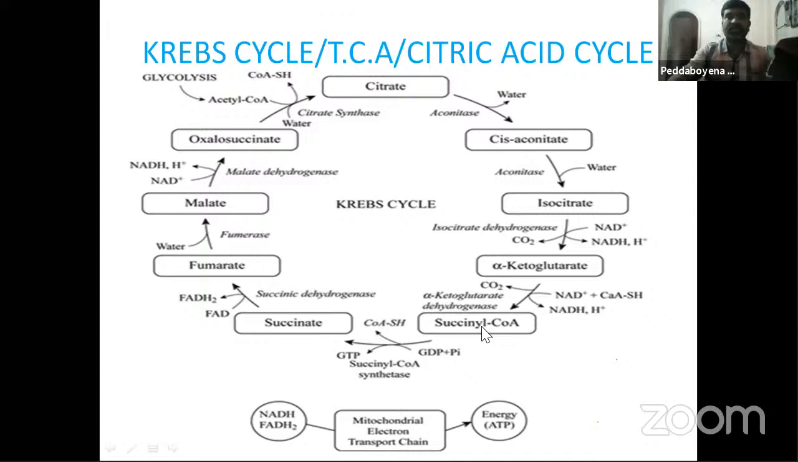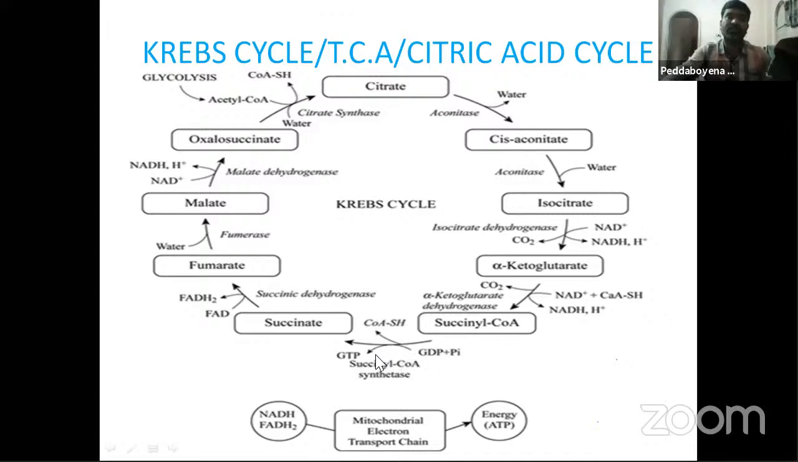Then in the reaction of succinyl coenzyme A, you are observing that ATP is formed. It is a substrate level phosphorylation. In the Krebs cycle in animals, mitochondria produce GTP instead of ATP.